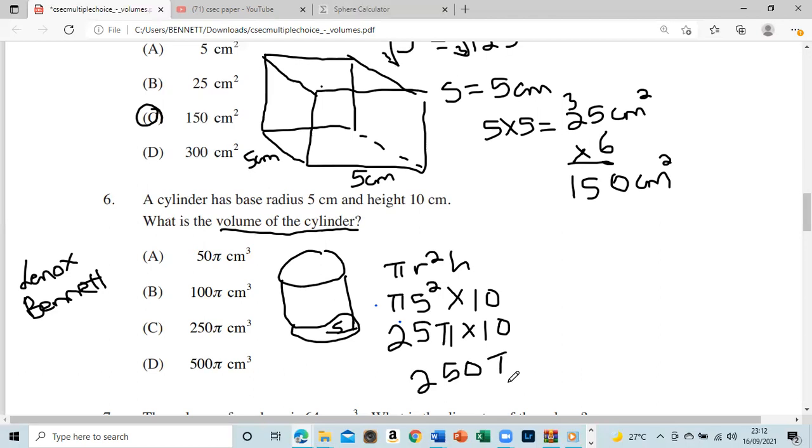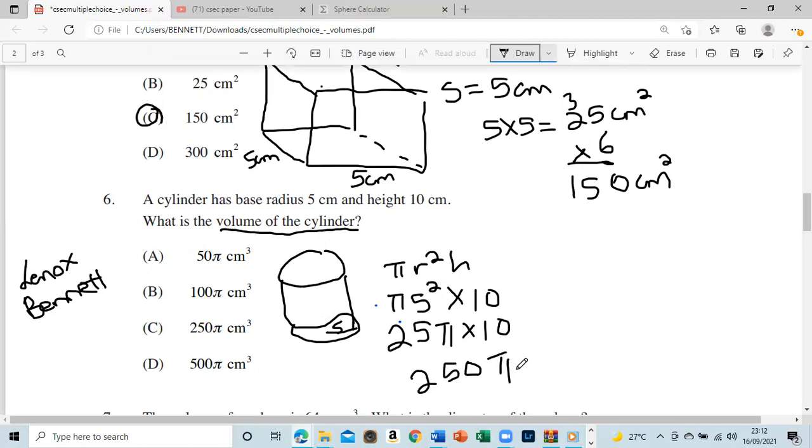And we know it's our volume, so it's cubed. So we can just put centimeter cubed. Alright. So number 6 would be C.